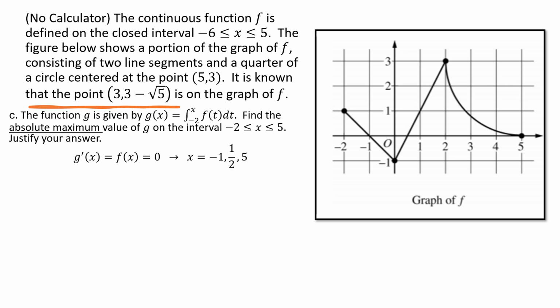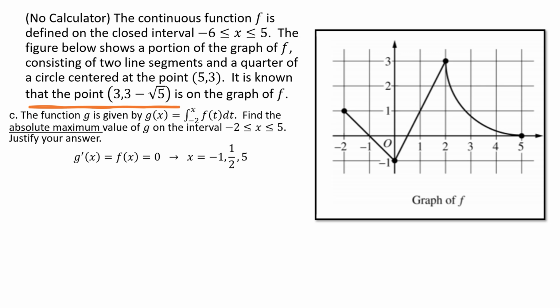Using the fundamental theorem, I know that g prime is the same thing as f of x. And I need to set that equal to 0 to get my critical numbers. And so looking at my graph, I know that f equals 0 at -1, 1/2, and at 5. And so that means g prime equals 0 at -1, 1/2, and 5. Now, I don't have to test all of those critical numbers because I'm looking for a maximum.